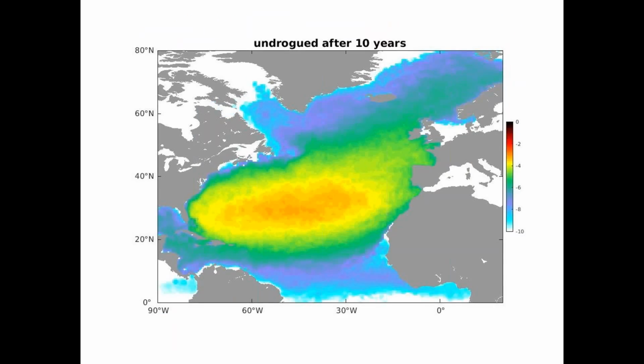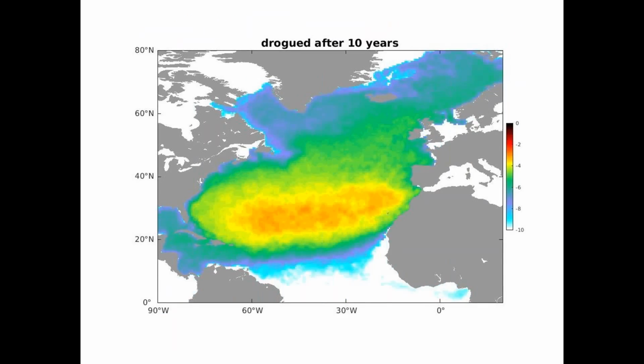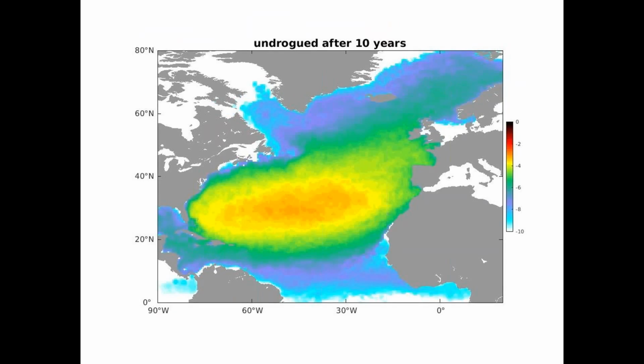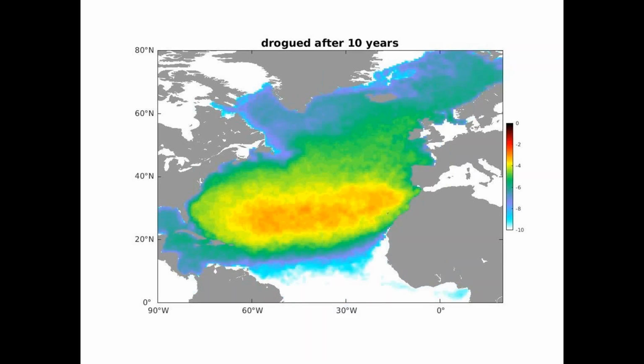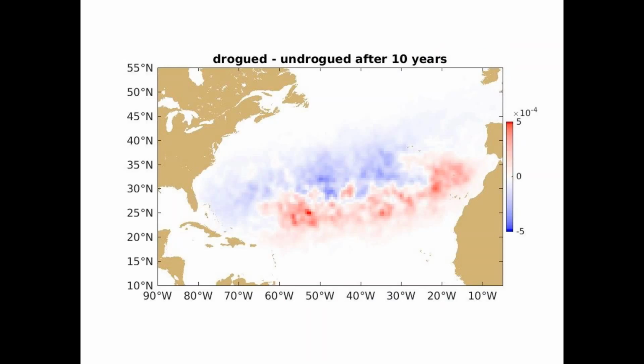There's drogued, undrogued. You also see some tendency for undrogued, even though they're very low probabilities, but slightly better chance than drogued, of actually getting to the southern hemisphere. And when we take the difference between the two, again, red is drogued more likely, blue is undrogued more likely, and we can see that the drogued center of mass has shifted south and east, the undrogued center of mass shifted north and west.